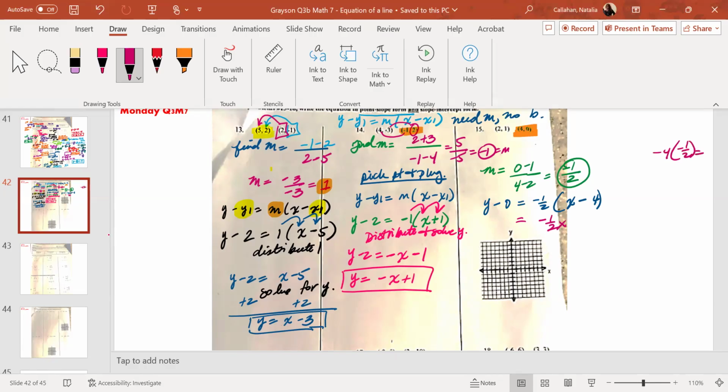Okay. Over 2. That's 2. Oh, actually, this one's pretty easy because it all cancels.